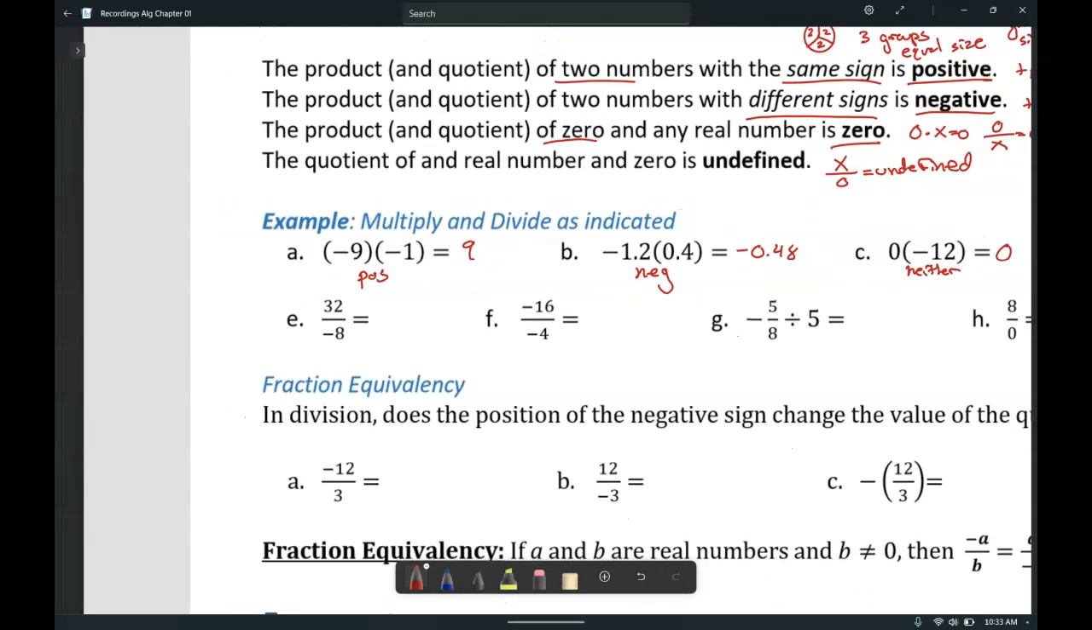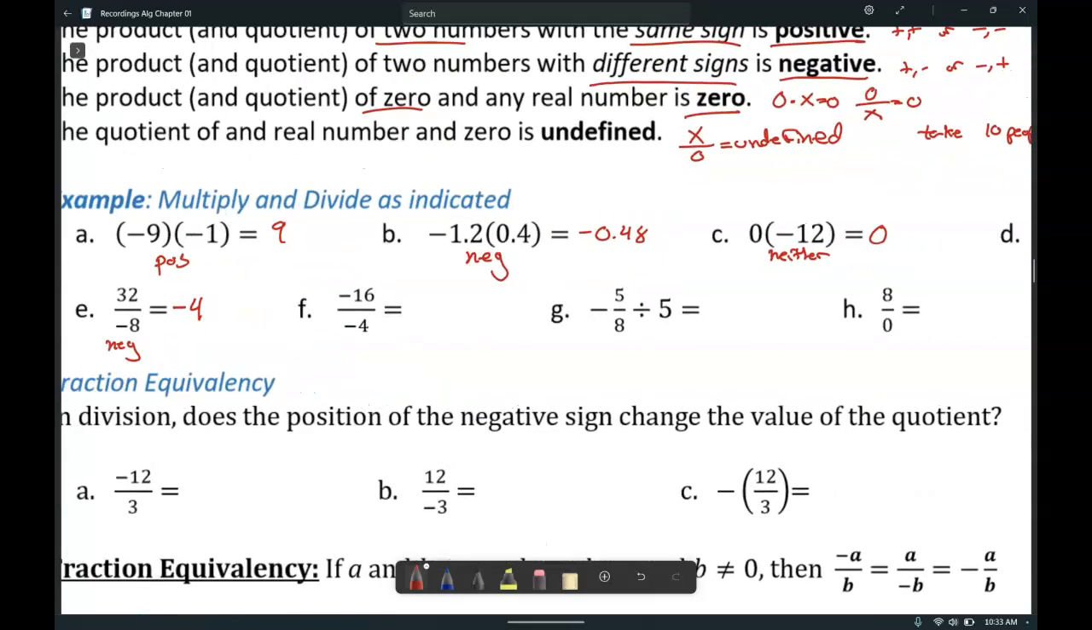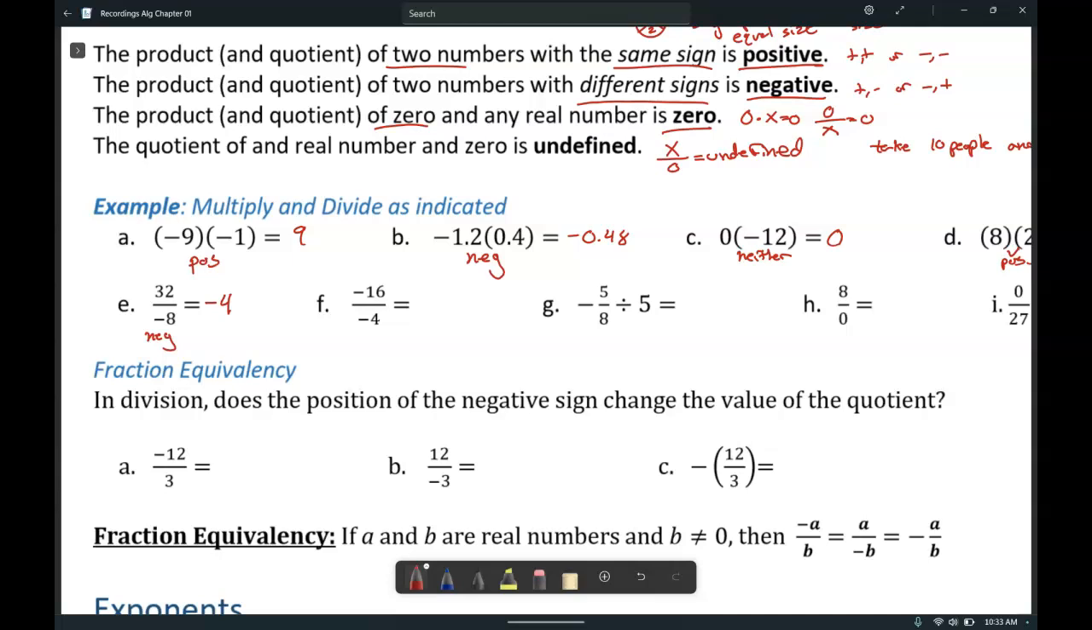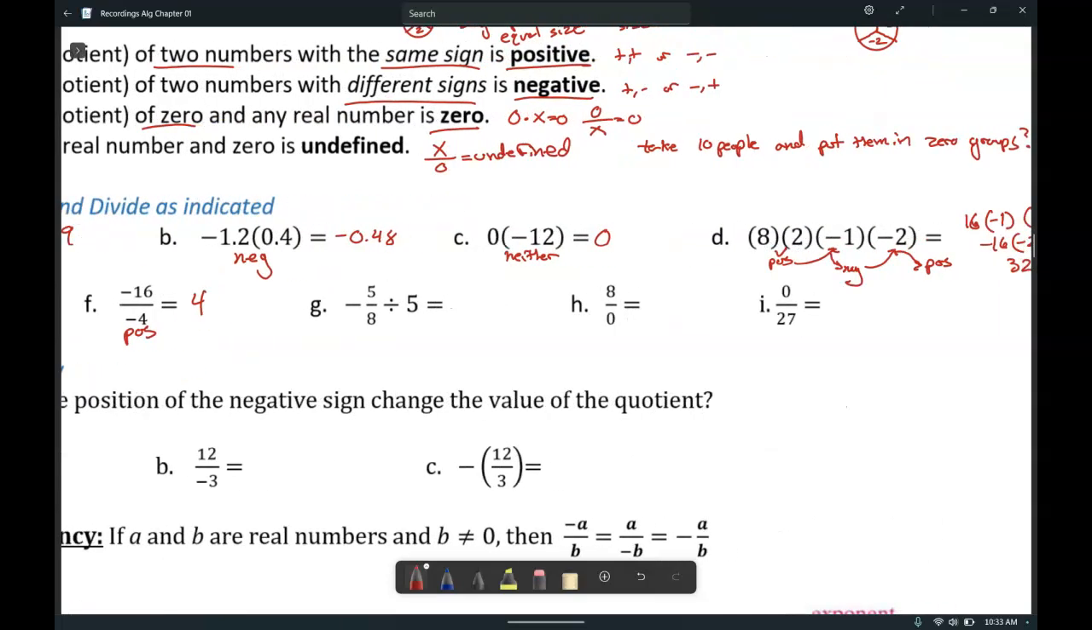Fractions are just division, so it's going to be negative because they have different signs, so it gives us negative 4. The same sign means we'll have a positive 4. Different signs again means it's negative. We have multiplication by reciprocals, so this is negative 5 over 8 times 1/5, which gives us negative 1/8.